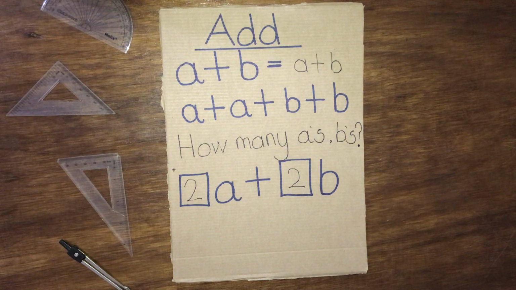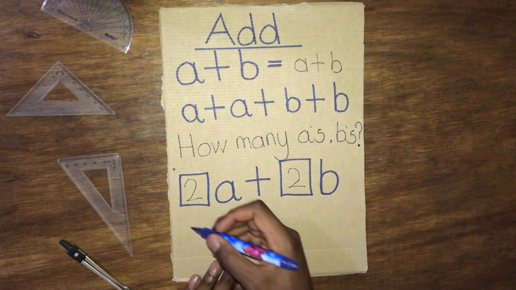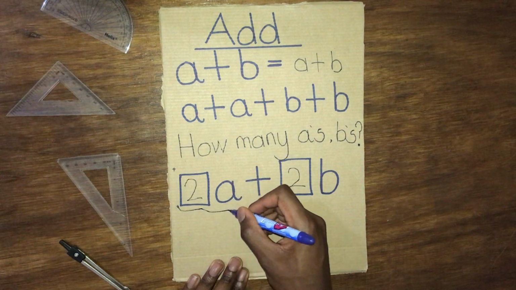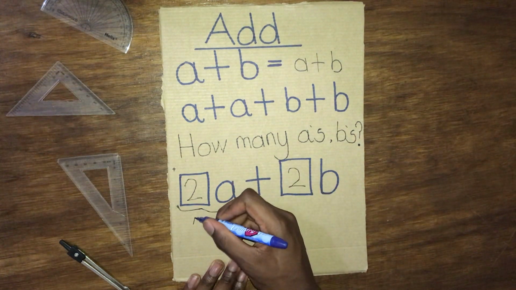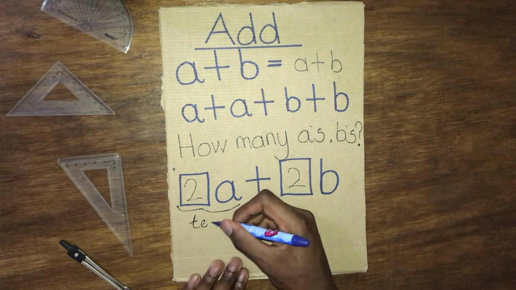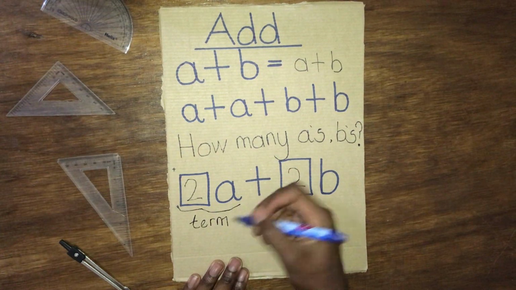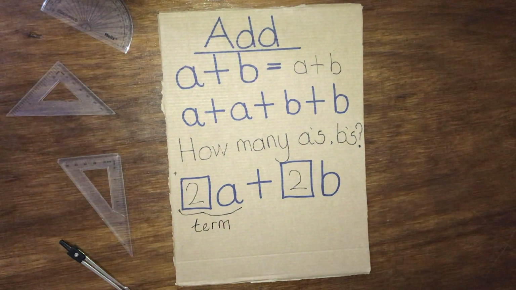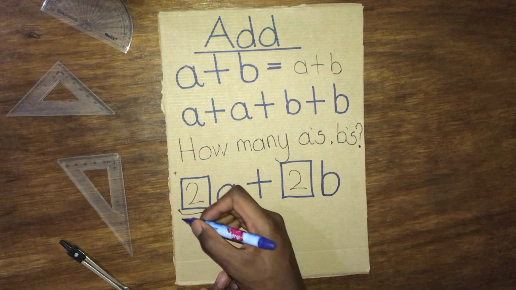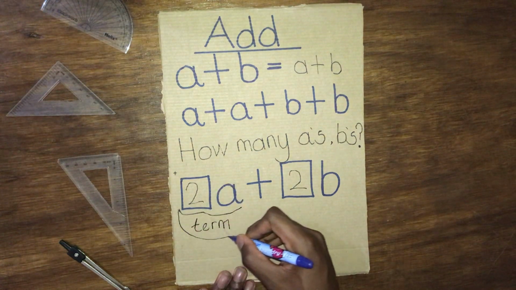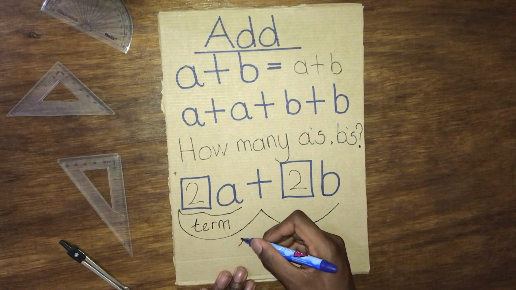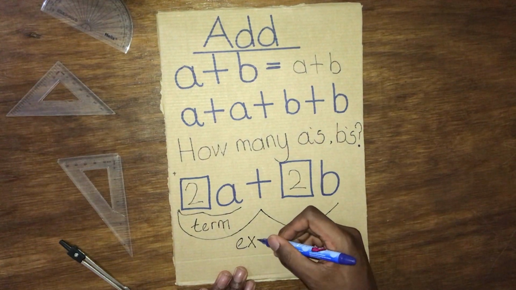It is very important to note that when you have a number and a letter, such as the case here, this is known as a term. Now, when you have a pair or more of numbers and letters, this is known as an expression.